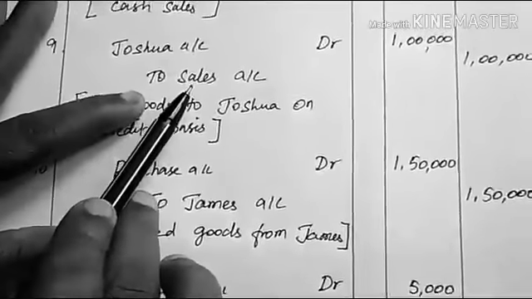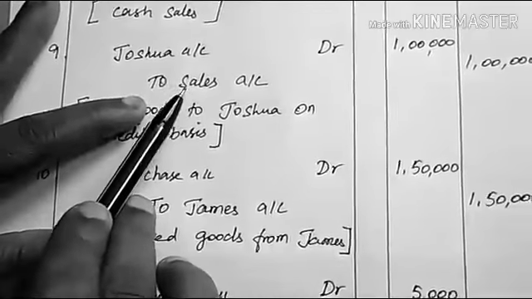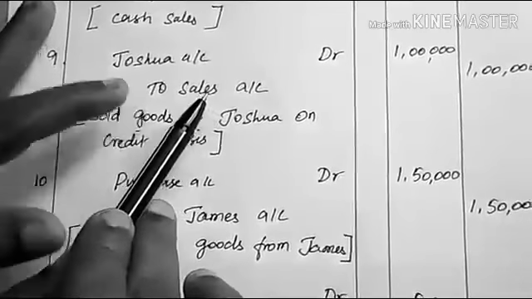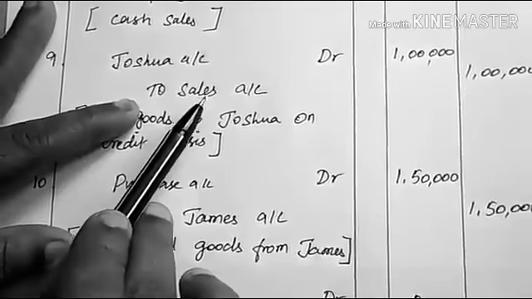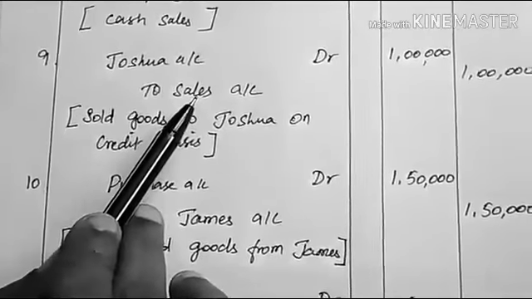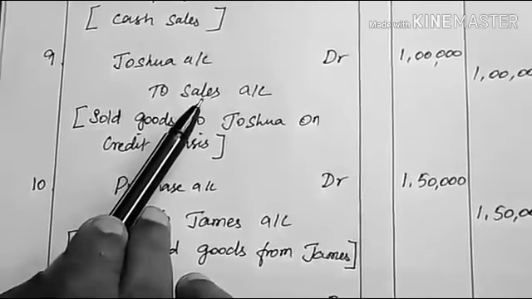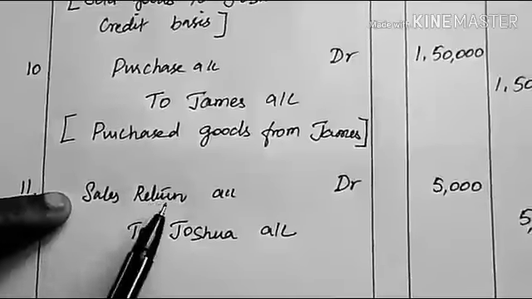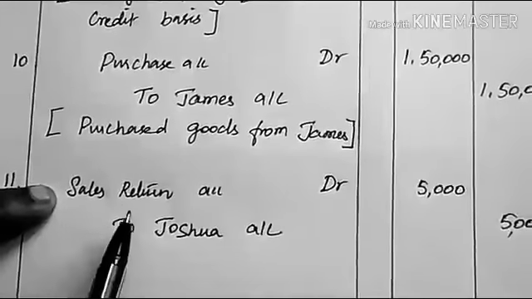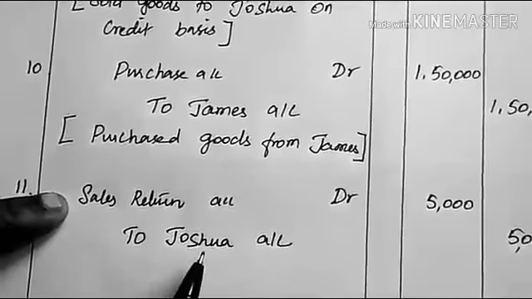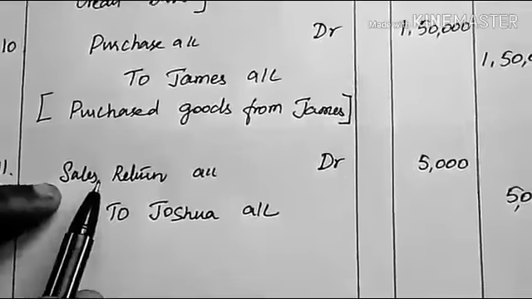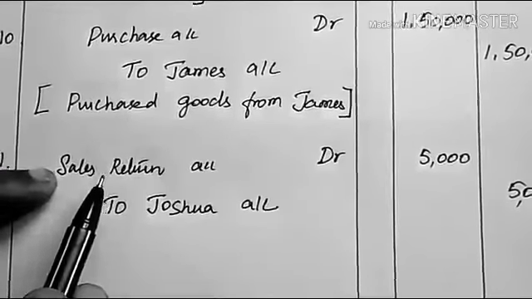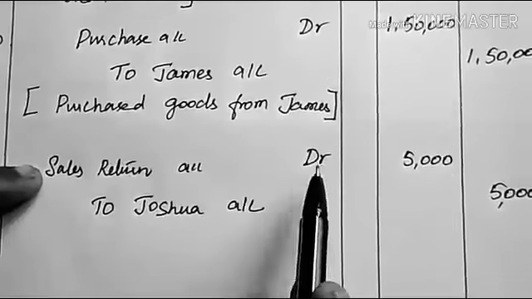See, sales always credit, because when you sell something, goods goes out, no? So sales is always credit. But when sales return, when you receive any return from your customer, it will be debited. See, in this transaction, sales return is debited because you are receiving some goods from Joshua. So it's a real account, no? Sales and sales return are real account. So real account rule is debit what comes in. Sales return comes in debit side.